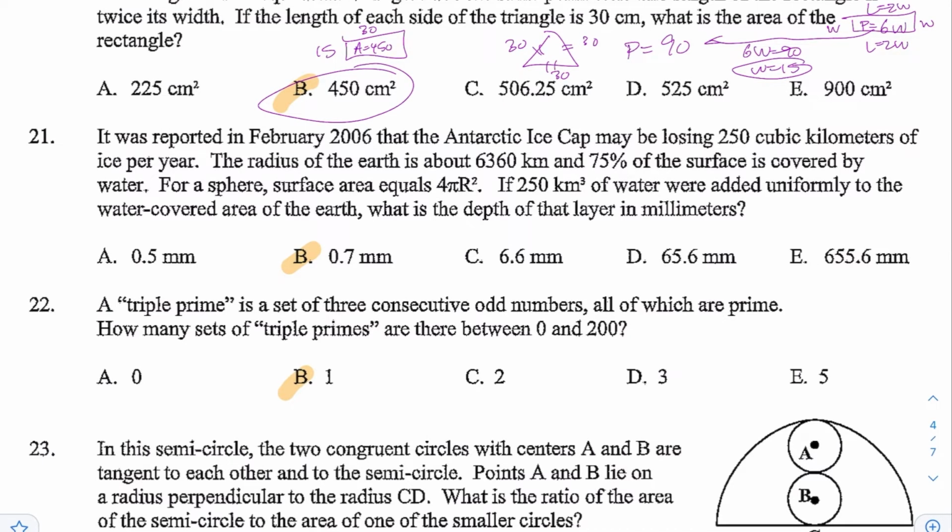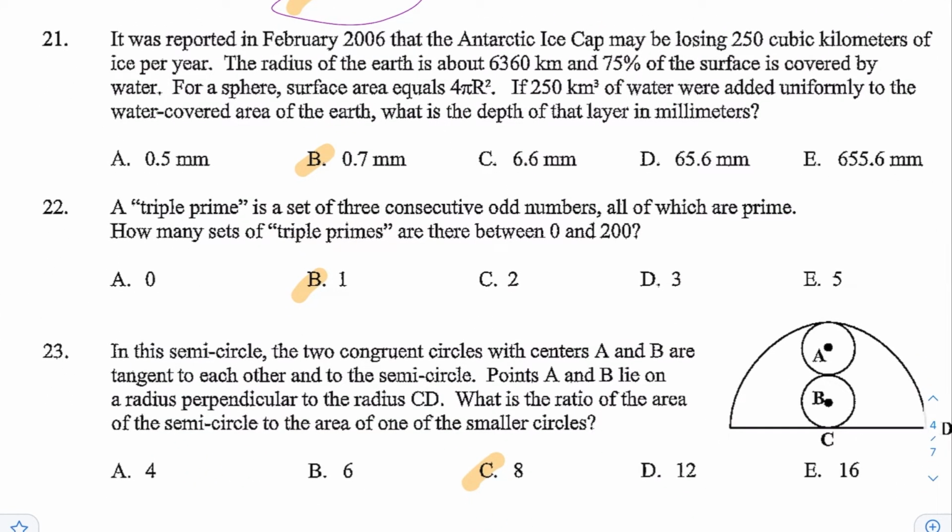Next, for number 21, it was reported in February 2006 that the Antarctic ice cap may be losing 250 cubic kilometers of ice per year. The radius of the Earth is about 6,360 kilometers, and 75% of the surface is covered by water. For a sphere, the surface area is equal to 4 pi r squared. If 250 cubic kilometers of water were added uniformly to the water-covered area of the Earth, what is the depth of that layer in millimeters?